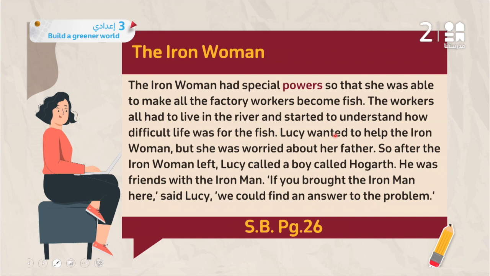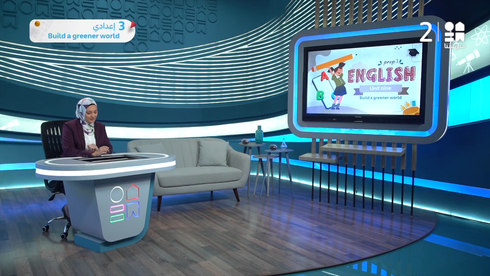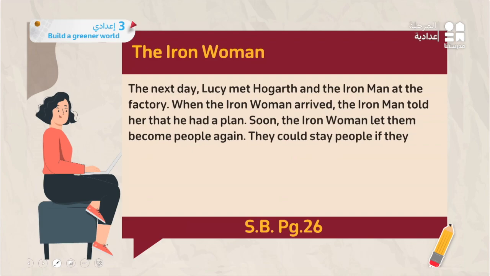So after the Iron Woman left, Lucy called a boy called Hogarth. بعد ما الأيرون وومن مشيت هي كلمت ولد اسمه Hogarth. He was friends with the Iron Man. كان صديق للأيرون مان. بيقول له if you brought the Iron Man here, said Lucy. Lucy اللي بتقول لهوغارث لو انت عرفت تجيب الأيرون مان we could find an answer to the problem. هنقدر نشوف حل للمشكلة. The next day Lucy met Hogarth and the Iron Man at the factory.